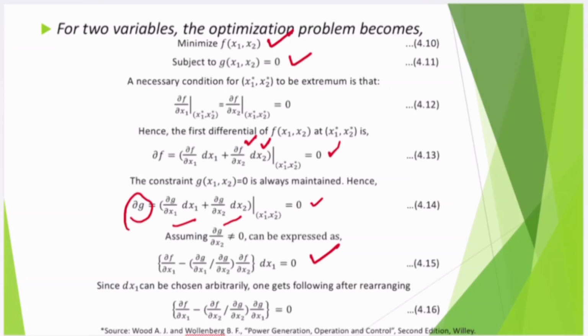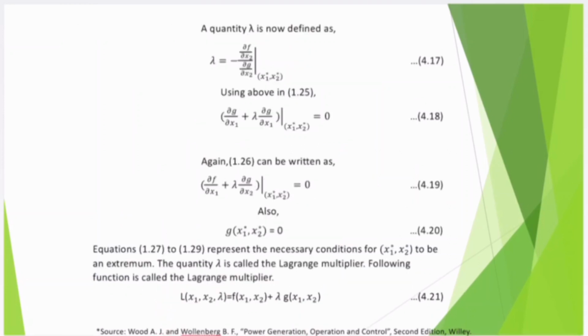And since dx1 can be chosen arbitrarily, one can get the following after rearranging this equation. Now, without delay, what we need to do is define a quantity lambda. What is lambda? Lambda is a constant which is dou f upon dou x2 upon dou g upon dou x2. Okay, so this is the lambda we have considered.